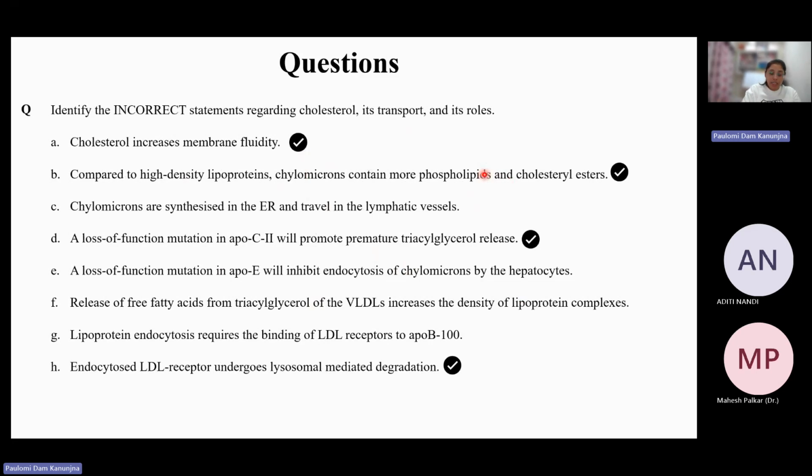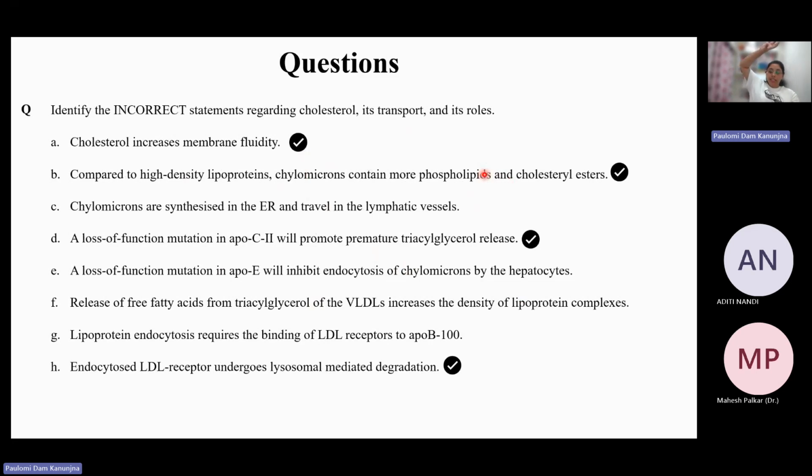Seventh one says lipoprotein endocytosis requires the binding of LDL receptor to ApoB. Again, when you look into your notes, you will see that all these proteins are mentioned there. So ApoB100 is required for the binding of LDL receptors, right? The last one says endocytosed LDL receptors undergo lysosomal mediated degradation. This is incorrect, because when you see the endocytosis pathway, the LDL receptors are actually recycled back to the cell surface.